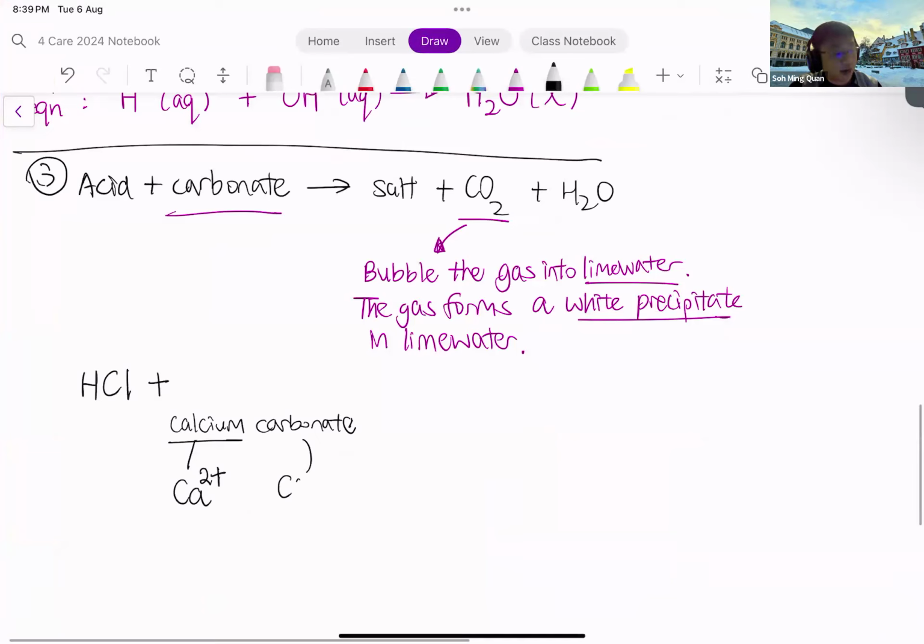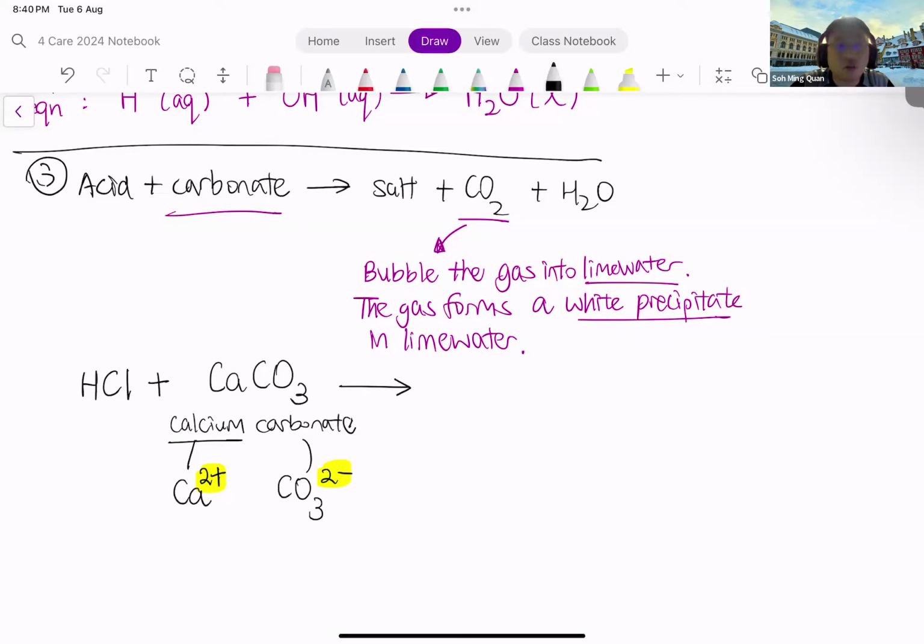Now, carbonate, you got to memorize. It's CO3 2-. And so, how do you write the formula? 2+, 2-. Are the plus and minus charges balanced out? They are. If they are balanced out, then you just need to write CaCO3, meaning 1 Ca2+, 1 CO3 2-. So HCl plus CaCO3, hydrochloric acid plus calcium carbonate.